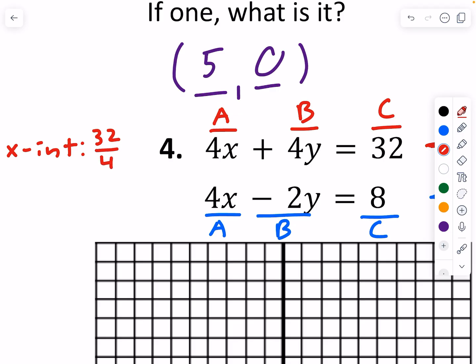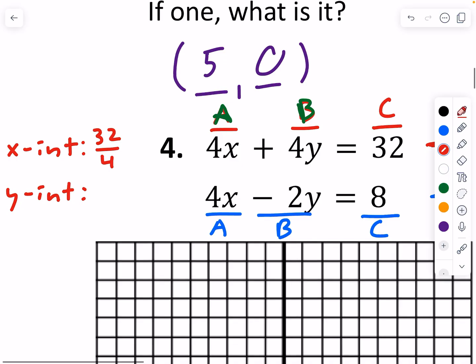For my y-intercept, it's going to be the same, right? Because A and B are the same in this one. So this will also be 32/4. And when you divide, you get 8.